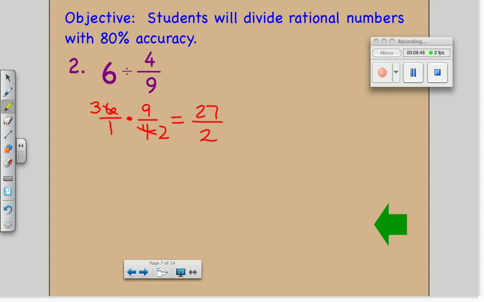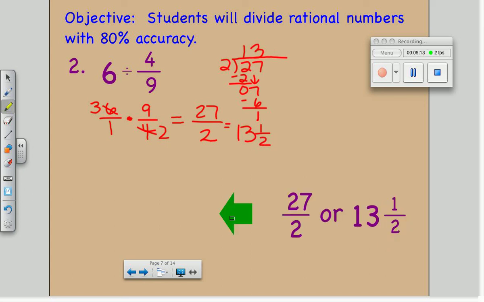27 over 2 could be your answer, or I can change it by dividing 2 into 27 and changing it to a mixed number. So the mixed number is 13. 1 is the remainder, so 1, and the denominator doesn't change, a half. So it's 13 and a half. 27 over 2 or 13 and a half.